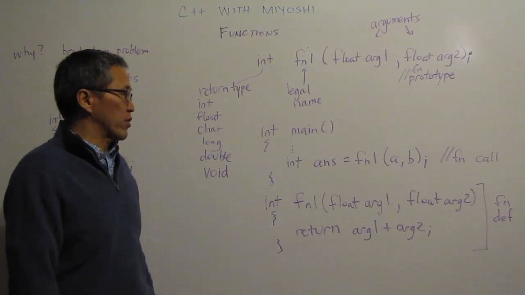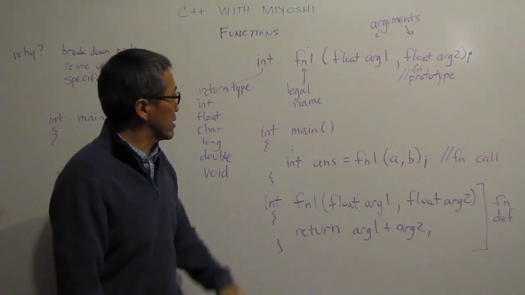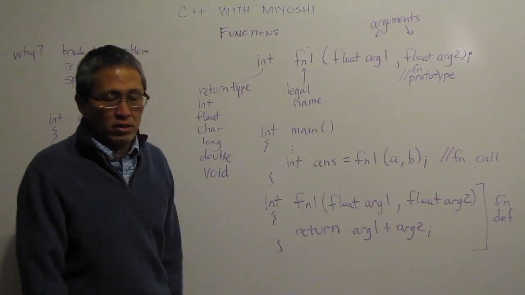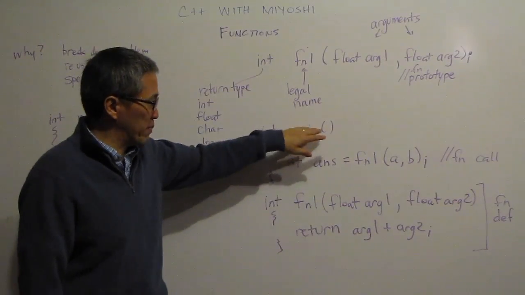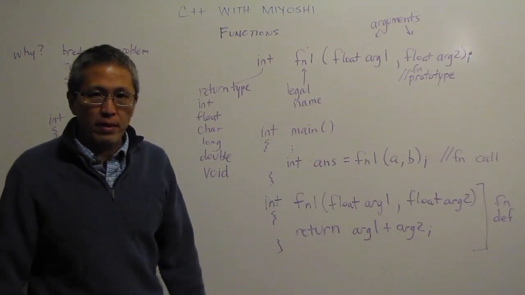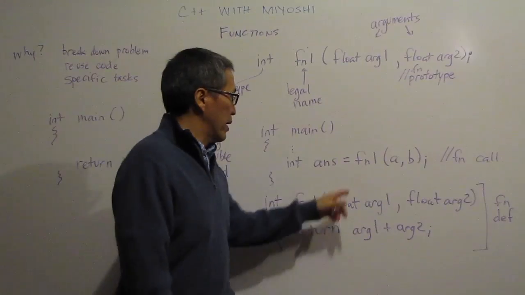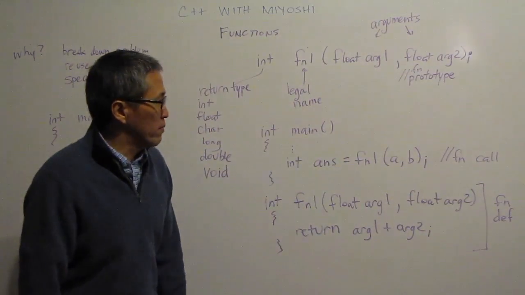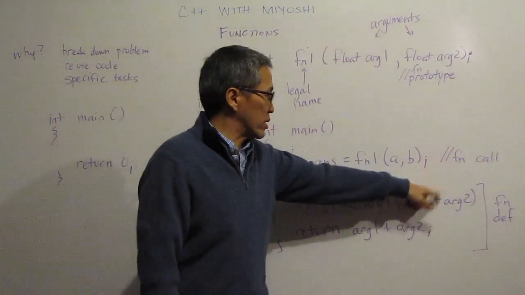Maybe the user inputs those guys. And then I have this int ans. And notice the int is just declaring this answer. So instead of declaring that up here, I just declared it right when I'm assigning it a value as well. And then I do assign the value function1 a comma b. So this is what's called the function call.